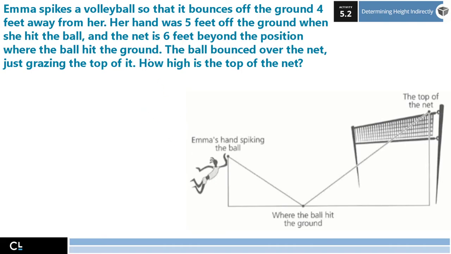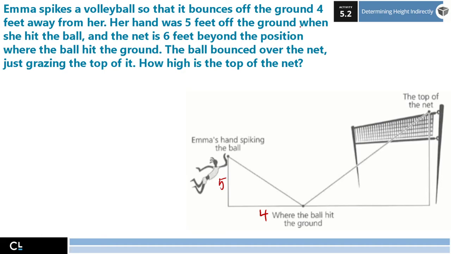So first one, let's reread through this. It says her hand was 5 feet off the ground. So we have to figure out where's Emma's hand, where's the ground. So this distance here is going to be 5 feet. Next up, it says, and the net is 6 feet beyond the position of where the ball hit the ground. Oh, sorry, we missed a number. Emma spikes the volleyball so it bounces off the ground 4 feet away from her. So this distance here will be 4 feet.